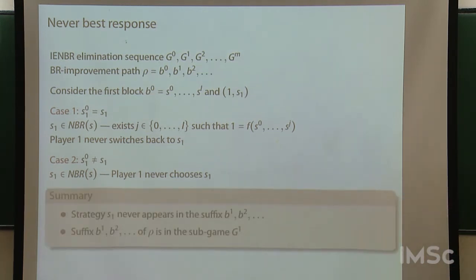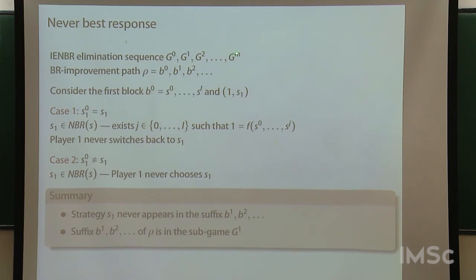Anyway, the summary is that strategy S1 will never appear in this suffix B1, B2 and so on. So you've looked at B0, which was part of your improvement path, and we have argued that the strategy S1 will never appear in B1, B2 and so on. What does that mean? Well, the suffix of this improvement path essentially is in the subgame G1. You keep doing this, you take the next strategy which is eliminated, do the same reasoning. Then you see that the suffix B2 and so on will be in the subgame G2. You keep doing this.